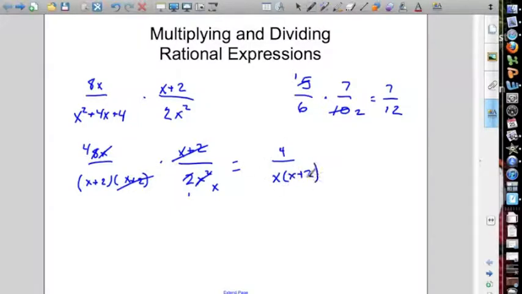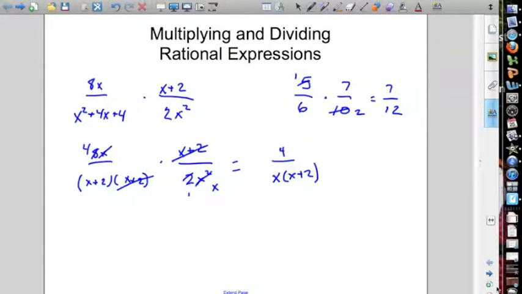Now I like to leave it simplified like this because if they did ask me for where it was undefined, I could easily see then that it's going to be undefined at 0 and it's going to be undefined at -2. And so go ahead and leave your answers like this. Do not distribute that in there. Leave it written out like this.